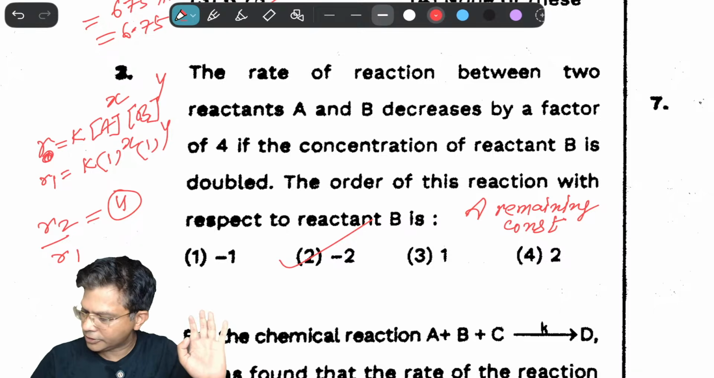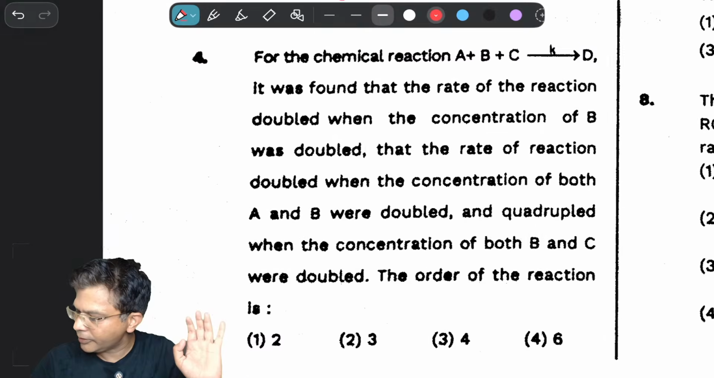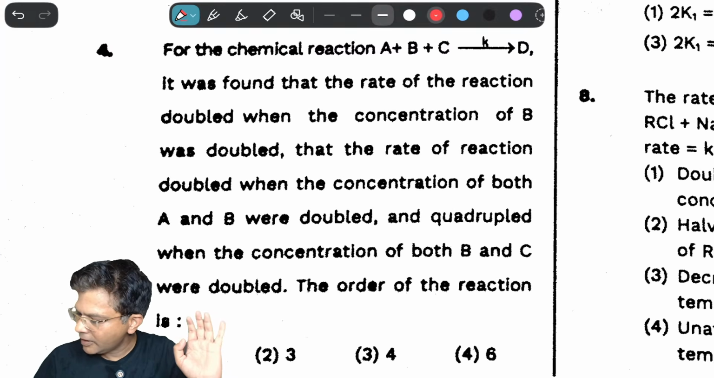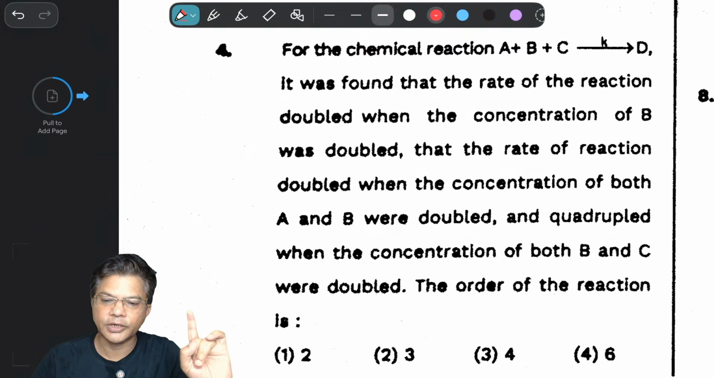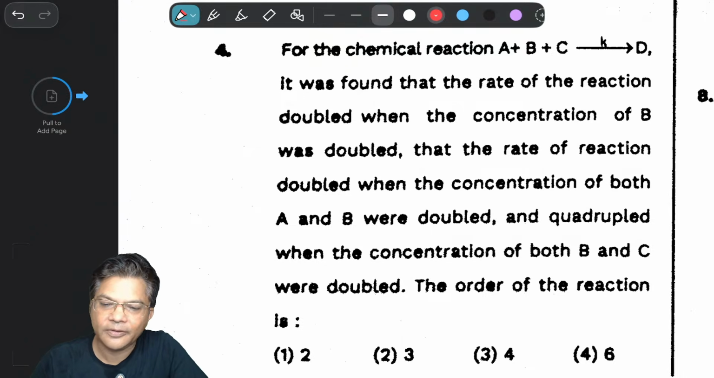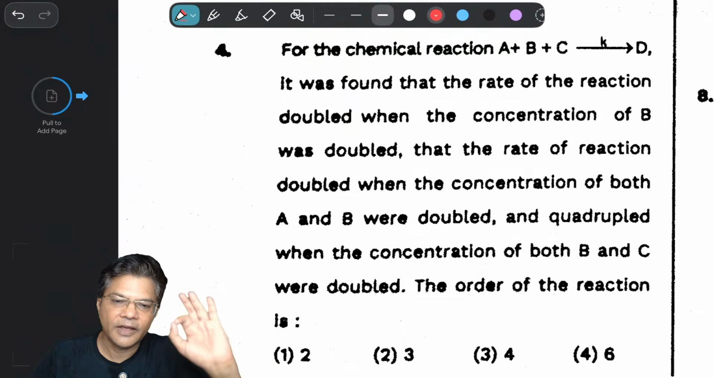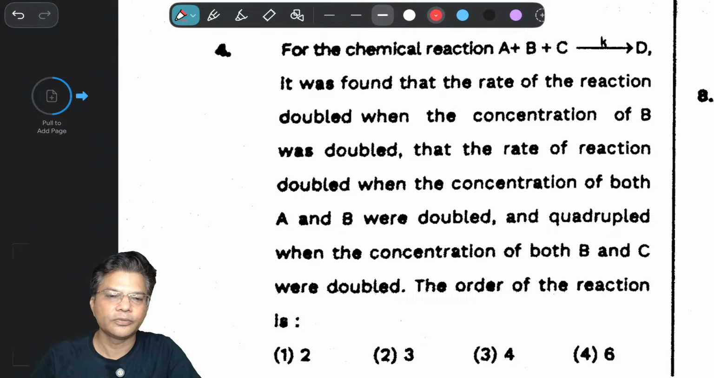Now another question. Wow, such a lengthy question. Will you try it out? It's very lengthy. Will you try? Fourth question is looking very lengthy. A is automatically constant. Yes, Jagannath. Now, fourth question is looking scary. Never look at the length of the question. If the length is more, the question will be easy, right? Try it out.